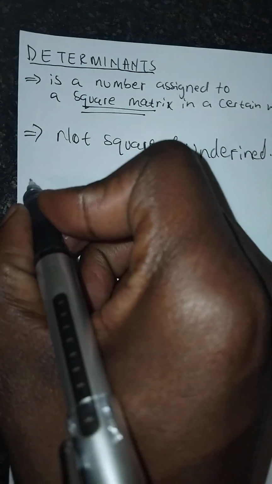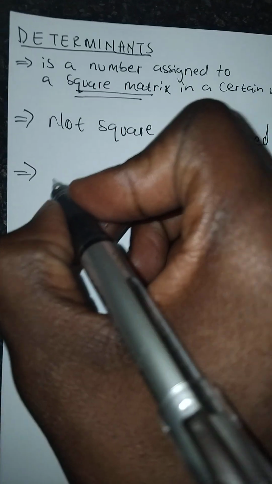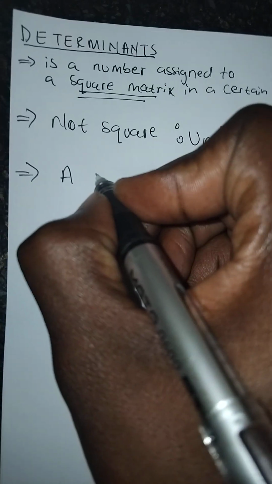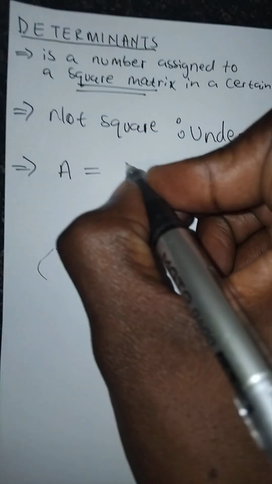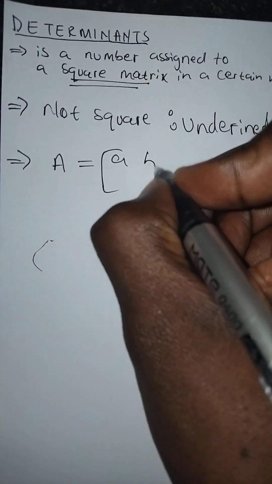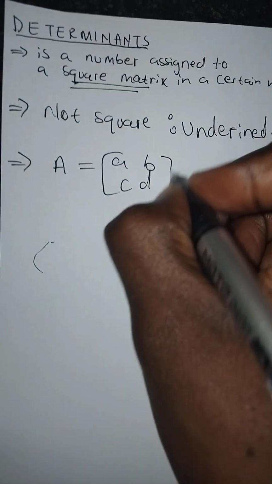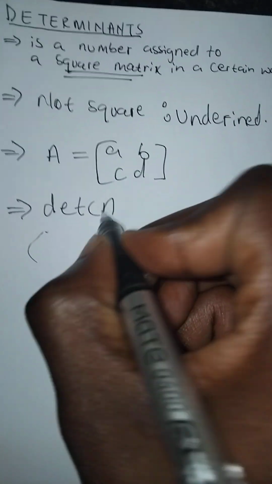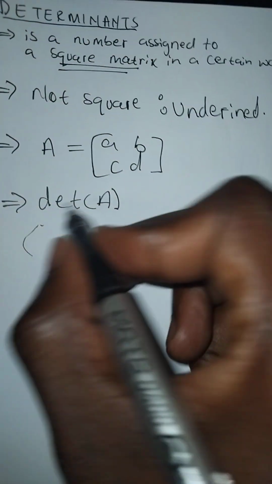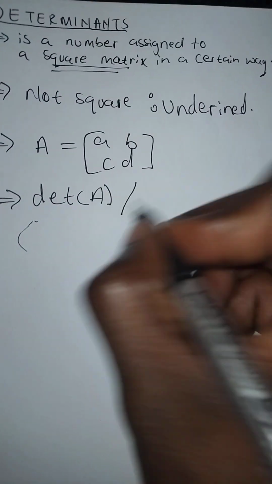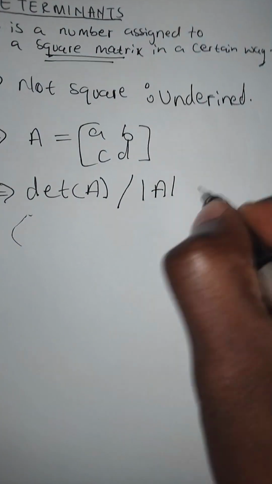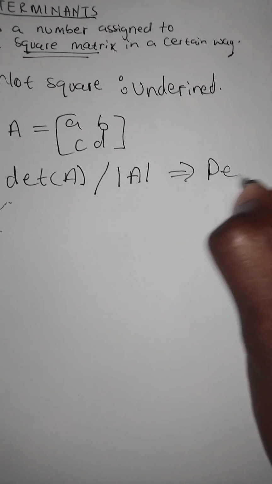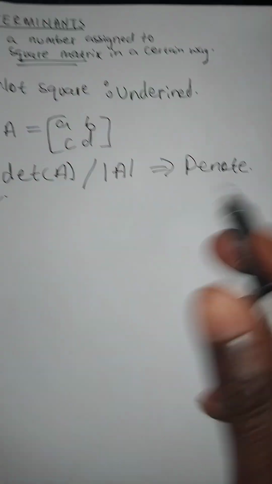Now let's say we have a matrix A with entries a, b, c, d, like that, and we want to find the determinant of matrix A. We have to keep in mind how they denote a determinant. So the determinant of A, this is how they denote it, or they can denote it like this. Okay, so this is how they denote the determinant.